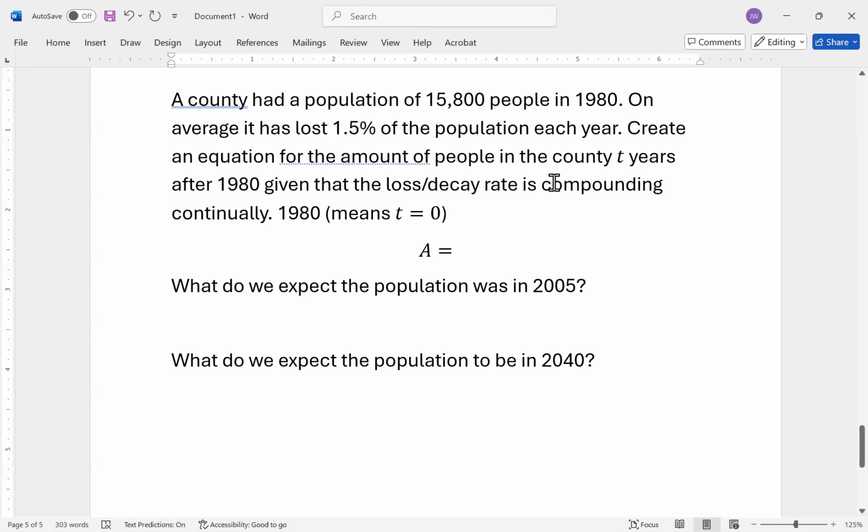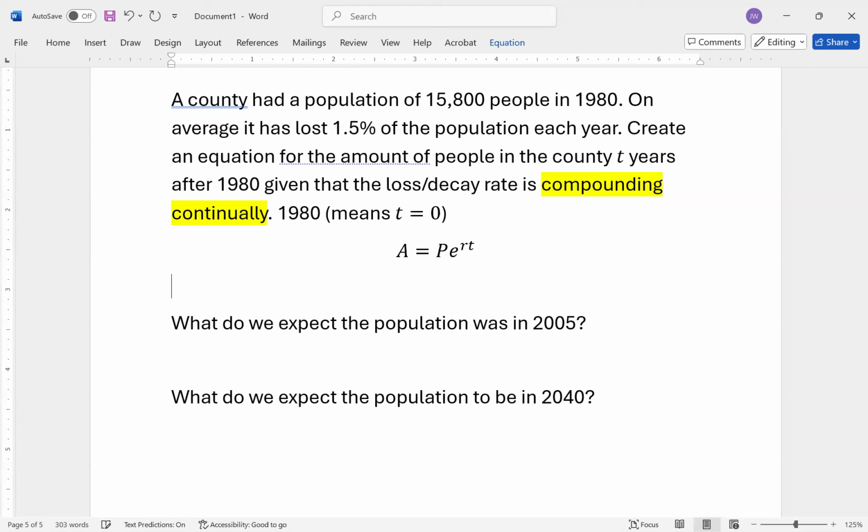We are doing continually compounding interest. Therefore, A equals P e to the RT is the formula we're going to be using. If we were doing compounded annually or compounded yearly or compounded monthly, then I'd use P times 1 plus R over M to the MT. But compounding continually, P times e to the RT.